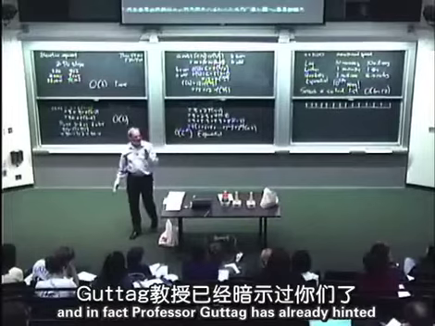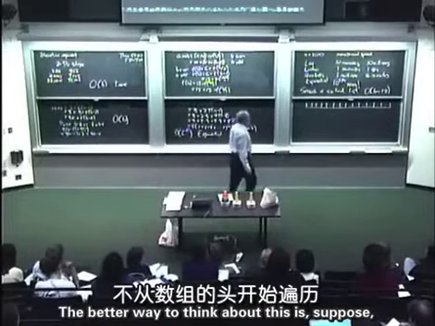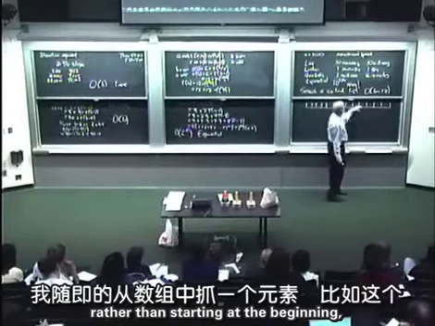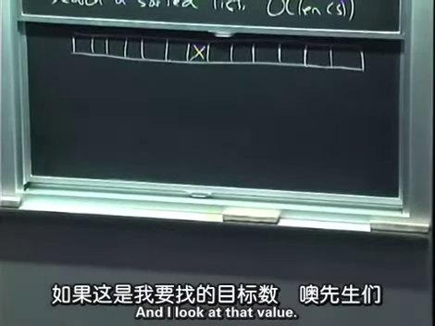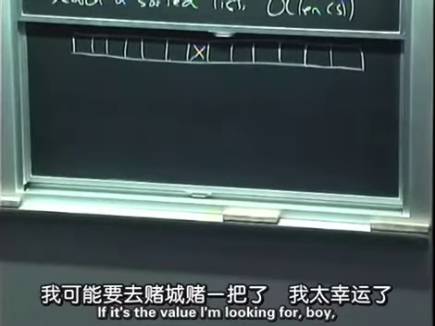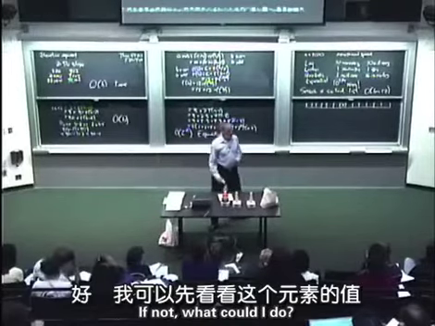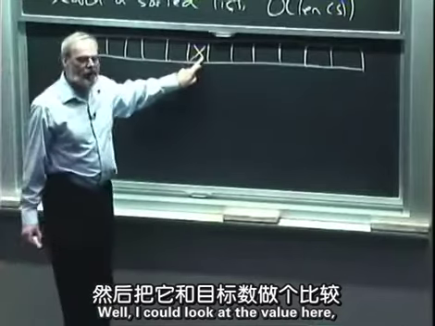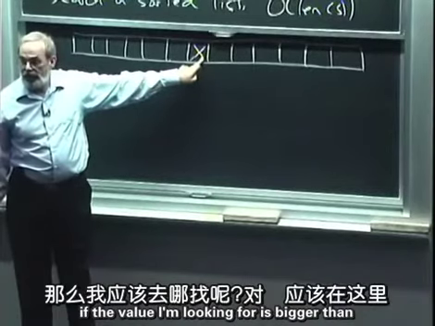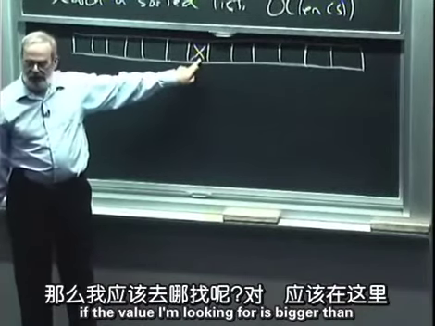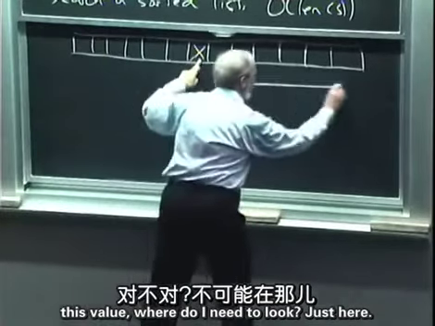It's a better way to think about this, and in fact, Professor Guttag has already hinted at this in the last couple of lectures. Suppose, rather than starting at the beginning, I just grab some spot at random, like this one, and look at that value. If it's the value I'm looking for, boy, I ought to go to Vegas. I'm really lucky, and I'm done. If not, what could I do? I could compare it to the value I'm trying to find. If the value I'm looking for is bigger than this value, where do I need to look? Just here.